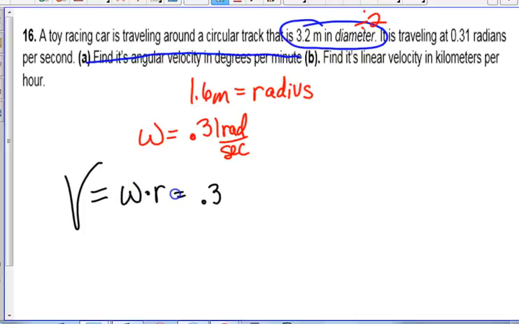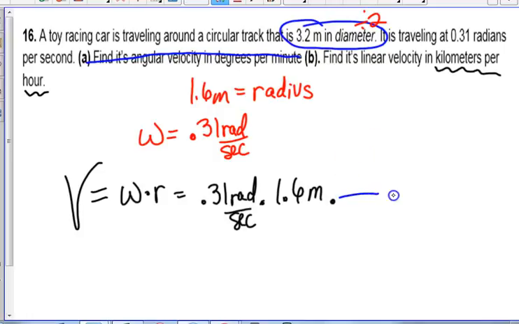So it would be 0.31 radians per second times 1.6 what? Meters. Times, look at this, guys, kilometers per hour. They never just let us be, right? Anybody? Well, actually, do we need to do seconds to minutes and then minutes to hours, or you know the 3,600? I just don't want to confuse anyone. There's 3,600 seconds in 1 hour.